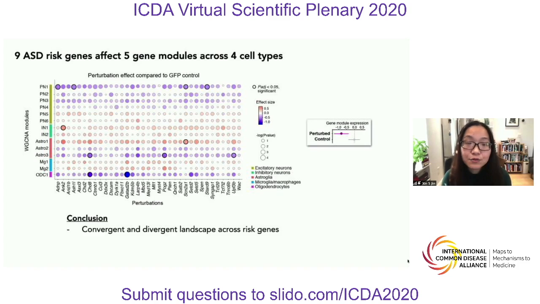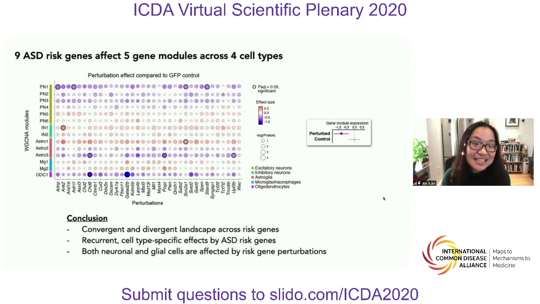We observe that several modules are recurrently affected, shared by different autism risk gene perturbations. Some of these effects are quite cell type specific, such as the perturbation of this gene called ADNP affecting a very specific cell type, projection neuron, in the projection neuron 1 module. And there are some other perturbations such as SCN2A that affect not only projection neurons but also astrocytes. And this is really demonstrating the power of single cell analysis to capture phenotypes that could be masked by bulk sequencing analysis.